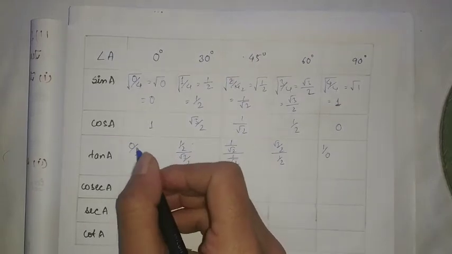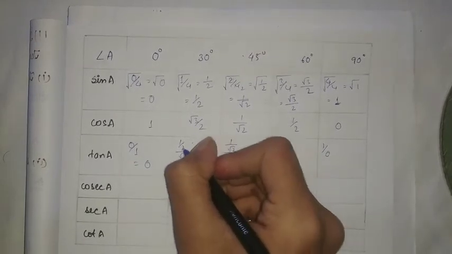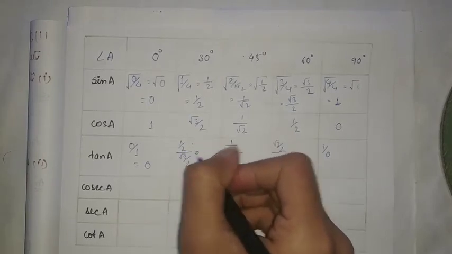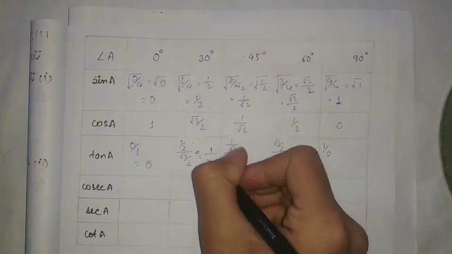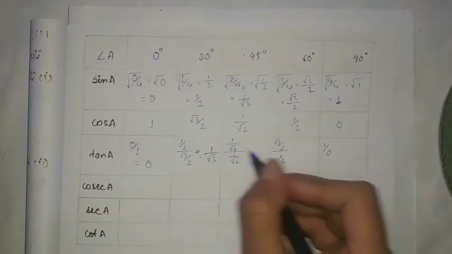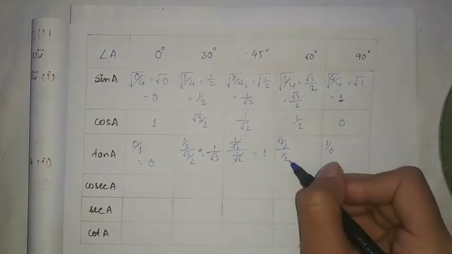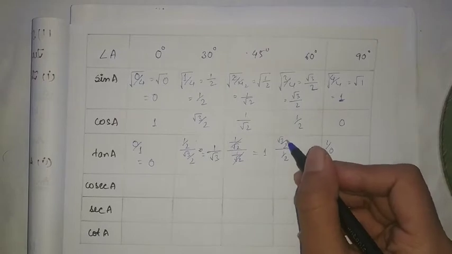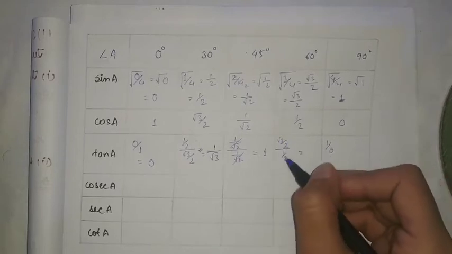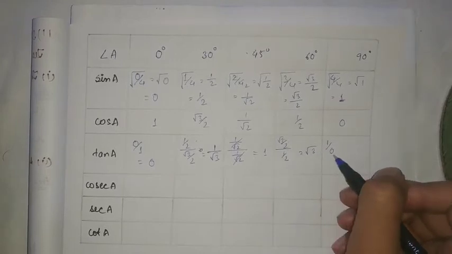Now 0 divided by anything becomes 0 itself. And here we see that the denominators of the upper fraction and the lower fraction are the same, so they get cancelled out, and we remain with 1 by root 3. This is the value of tan 30 degree. For 1 by root 2 divided by 1 by root 2, it all gets cancelled out and remains 1. And here also the denominators are 2, so they get cancelled out, and we remain with root 3 in the numerator and 1 in the denominator, which leads to root 3, and then 1 by 0.